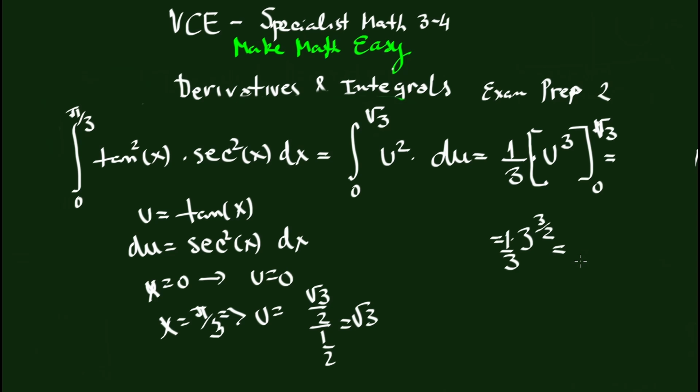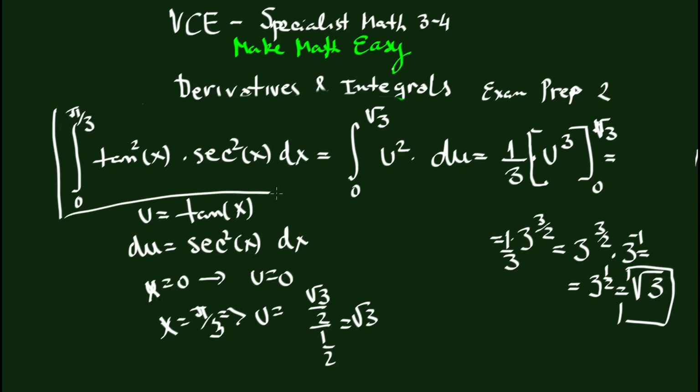So 1/3 is 3 on minus 1, times 3 on 3/2, and 3/2 minus 1, which is 2/2, gives 3 on 1/2. So it's square root of 3. And that should be our result. And that's what we started from. And that's all.